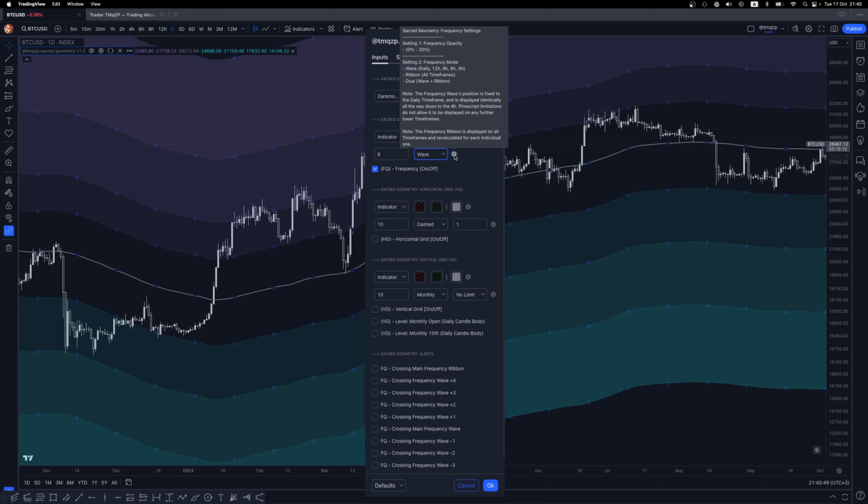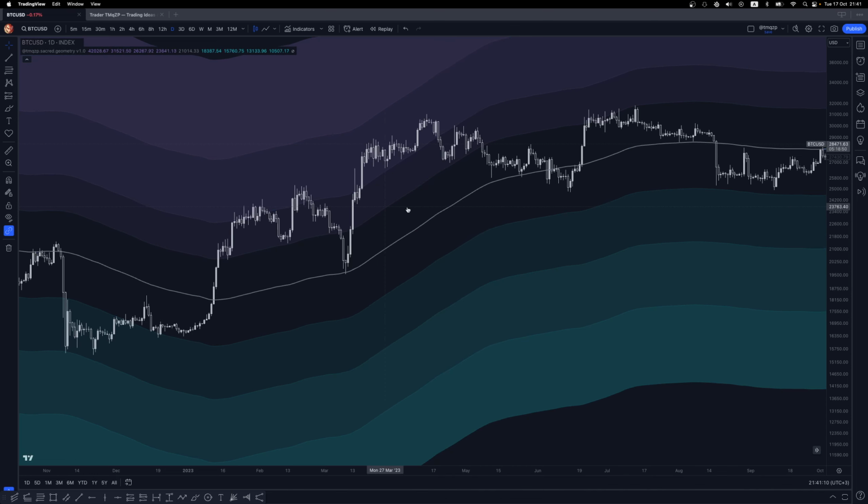Note, the frequency wave position is fixed to the daily time frame and is displayed identically all the way down to the 4-hour. Pine script limitations do not allow it to be displayed on any further lower time frames. The frequency ribbon, which we'll go on to later, is displayed on all time frames and recalculates for each individual time frame. Right, so what does it mean?